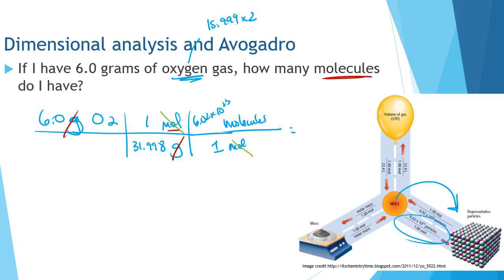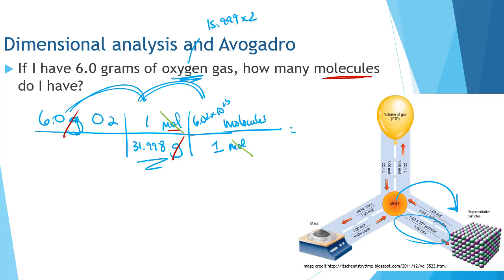What are we left with? Calculations. I'm going to do 6 times 1 times 6.02 times 10 to the 23rd divided by everything on the top. Oh, sorry, not divide, multiply. Multiply by everything on the top and then divide by the bottom. So 6.0 times 1 times 6.02 times 10 to the 23rd divided, oh gosh, I pushed the wrong buttons on my calculator. Let me try again. 6.0 times 1 times 6.02 times 10 to the 23rd gives us 3.612 times 10 to the 24th. Divide that by 31.998.